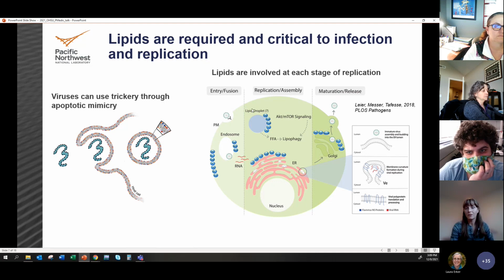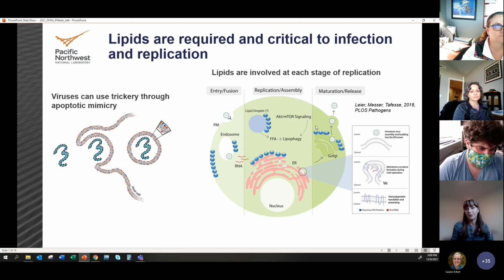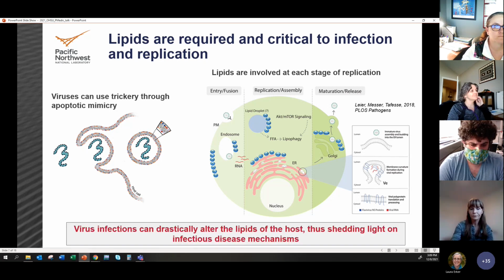Lipids are also extremely important for replication and assembly, in particular for the flaviviruses, which Zika is a part of. There's a lot of lipid remodeling going on, and they use these replication complexes to form. Fakato has a really nice image of those complexes that he'll show in his portion of the talk. Lipids are also involved in the release of viruses from the host cell, to the environment or to another neighboring cell. So lipids are required for infection, and they're involved at pretty much every single stage.